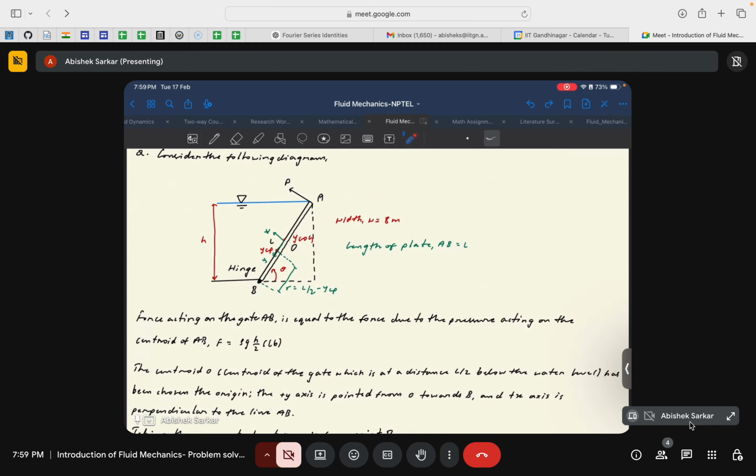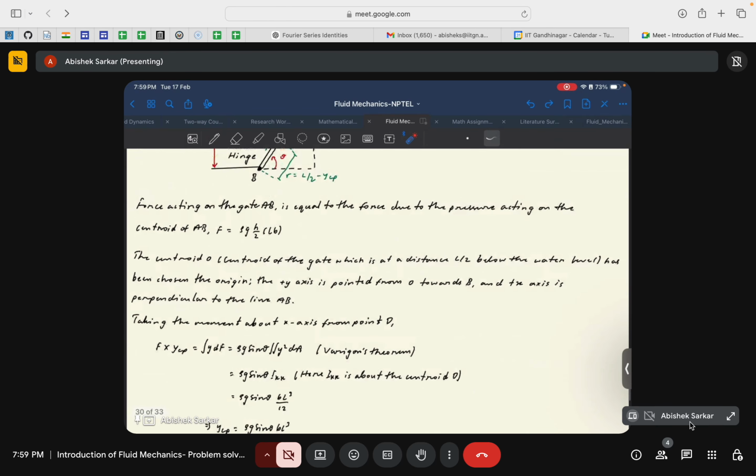If you remember from Pascal's theorem, the net pressure force always depends on the net vertical distance from the free surface. Since the vertical distance is h by 2, your net pressure force would be rho g h by 2 times L b. So that's your net pressure force.